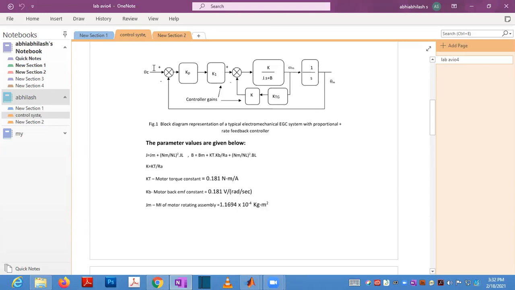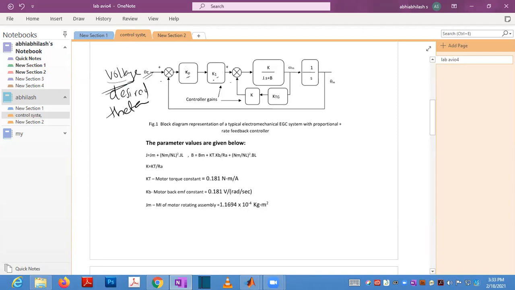Here we are applying theta c as the input. Theta c means the desired theta value. So this will be a voltage signal only. Corresponding to this theta, we are applying a voltage signal. So if you want to move 5 degrees, the corresponding voltage signal is applied here. This theta c is the desired theta value, so it is converted to a voltage signal only. That scale factor is this Kp.